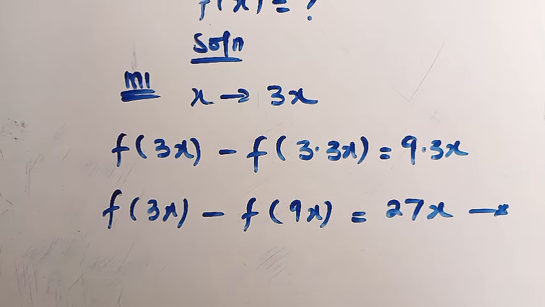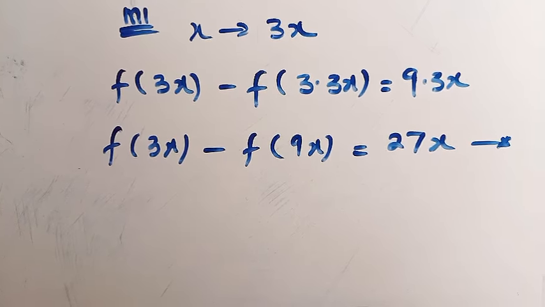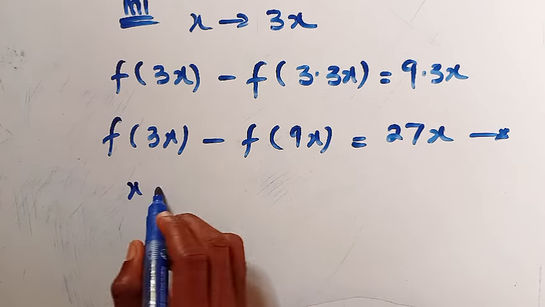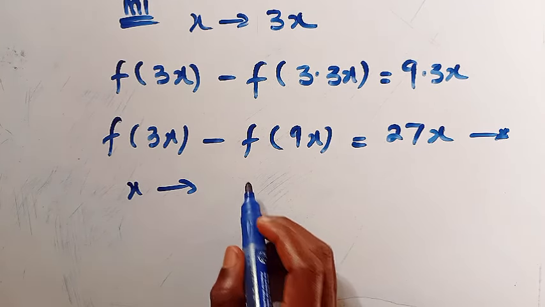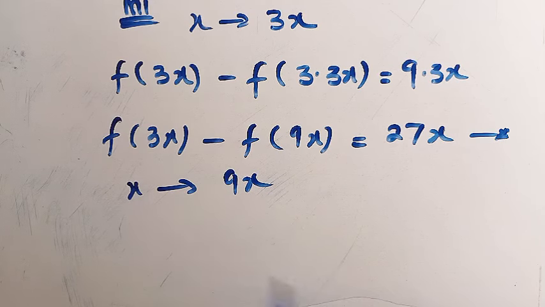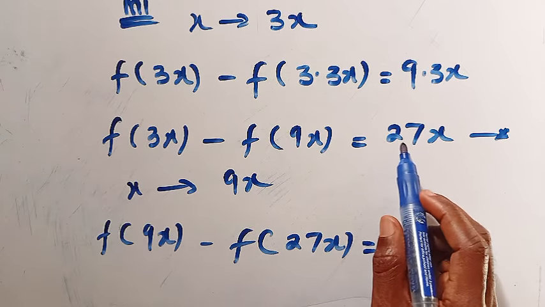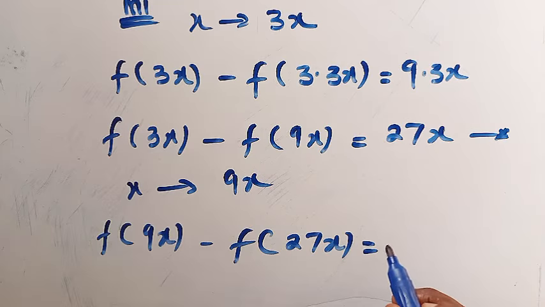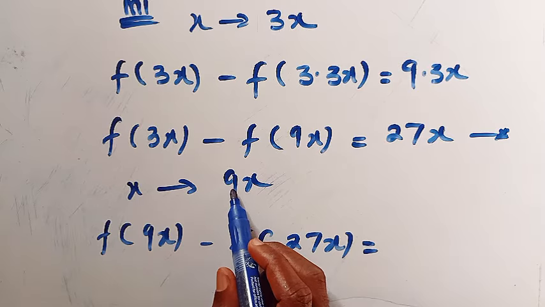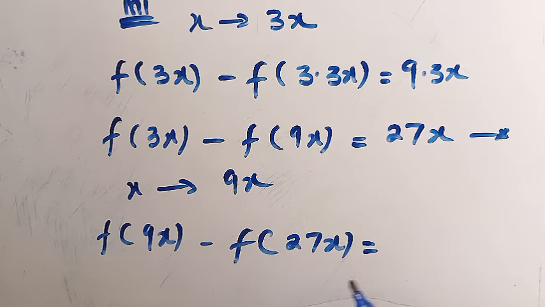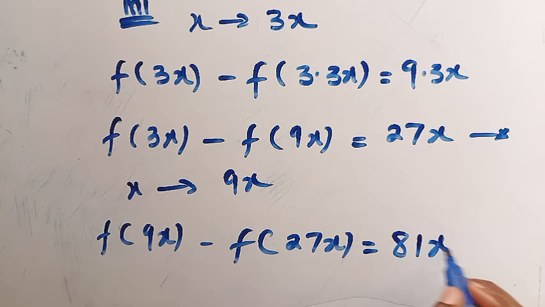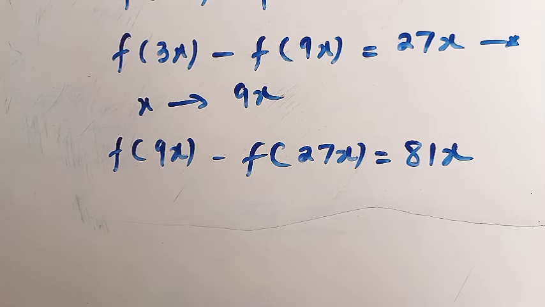We will not stop here. We're still going to test for another one. Suppose I replace x with 9x, for instance. So this gives us f of 9x minus f of 3 times 9x, that is 27x, equals 27 times 9, which gives us 81x. If I continue in this way, that is how it keeps going.